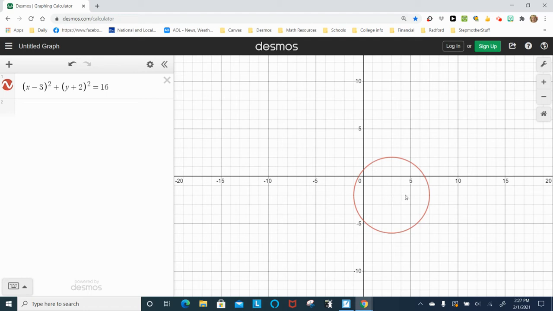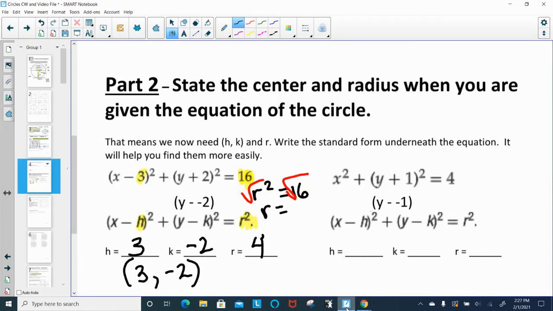1 box, 2 boxes, 3 boxes, 4 boxes. So that is a radius length of 4. That's how we do that. We go backwards.